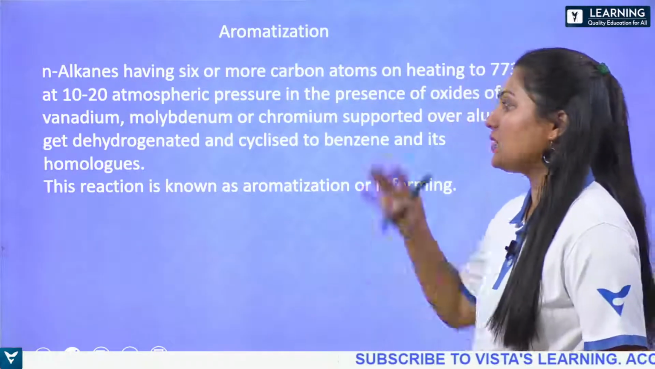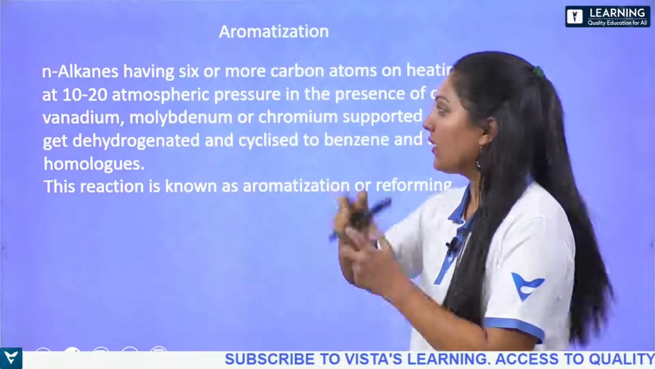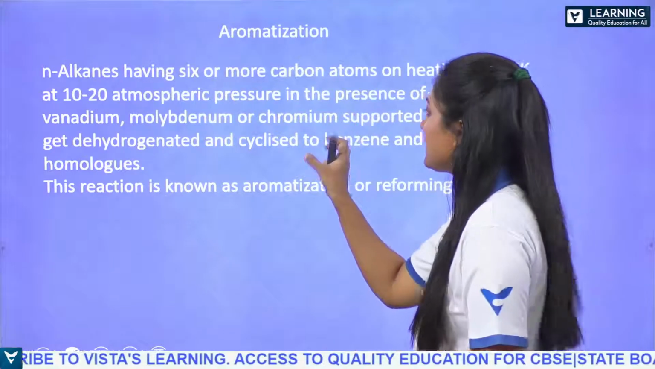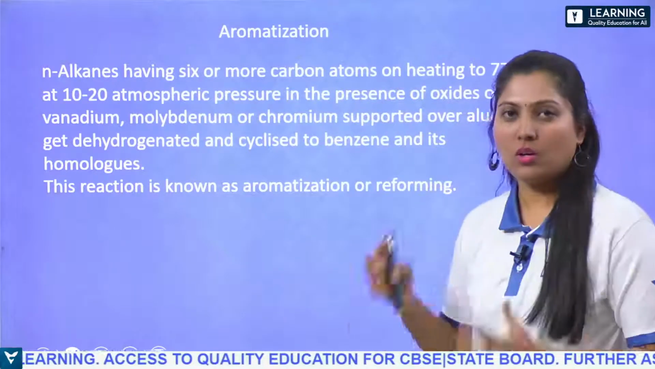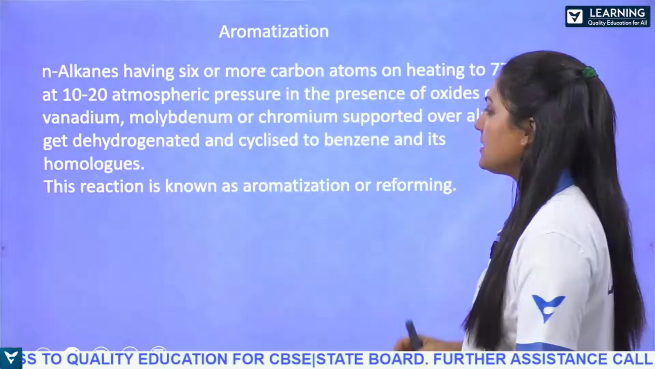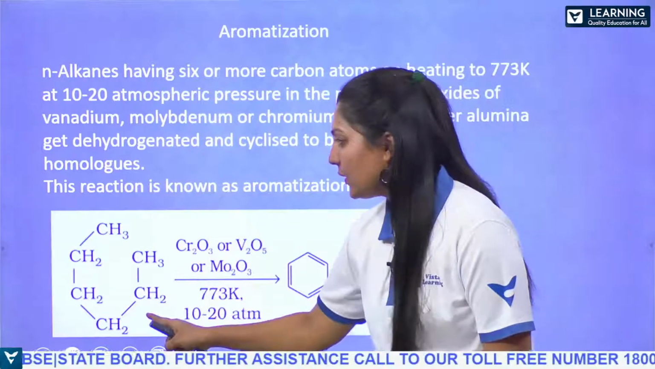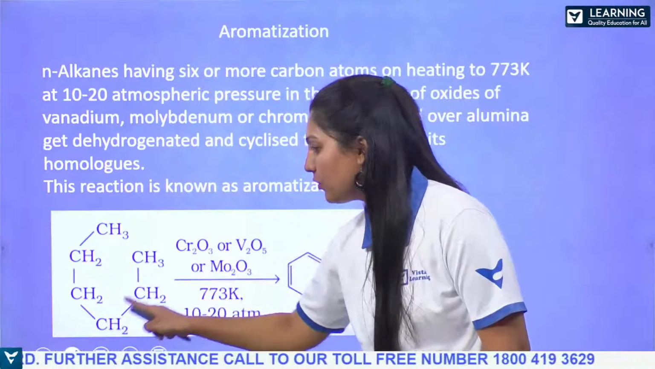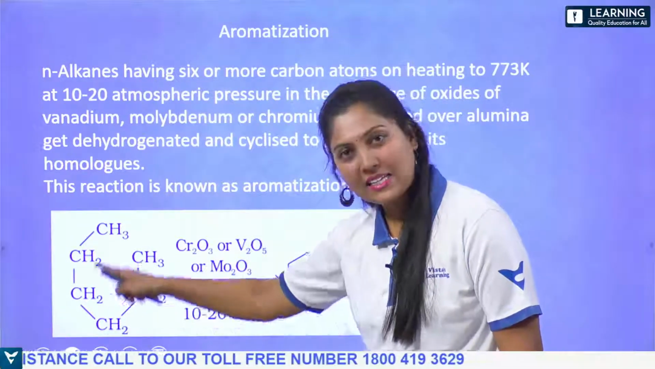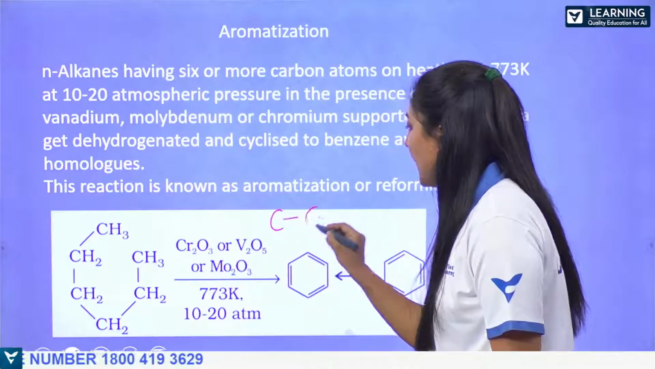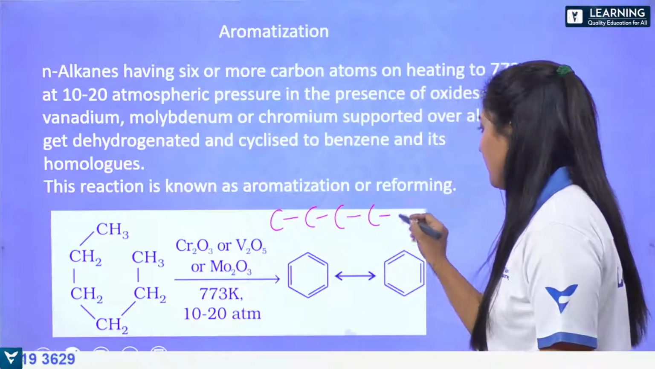Yes, friends. So as we know, aromatization is when an N-alkane is converted into benzene or benzene-like compounds, which are called aromatic compounds. Here we have an example. You can see 1, 2, 3, 4, 5, 6. So hexane is given here in a long chain. You can also write that in this manner.